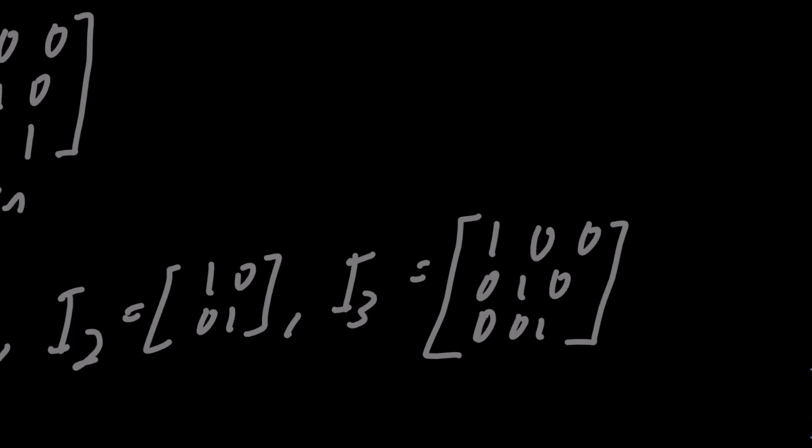When the order of the matrix is understood to be n, you can denote I sub n as I. And the matrix I sub n serves as the identity for matrix multiplication. It's just the identity matrix of order n.